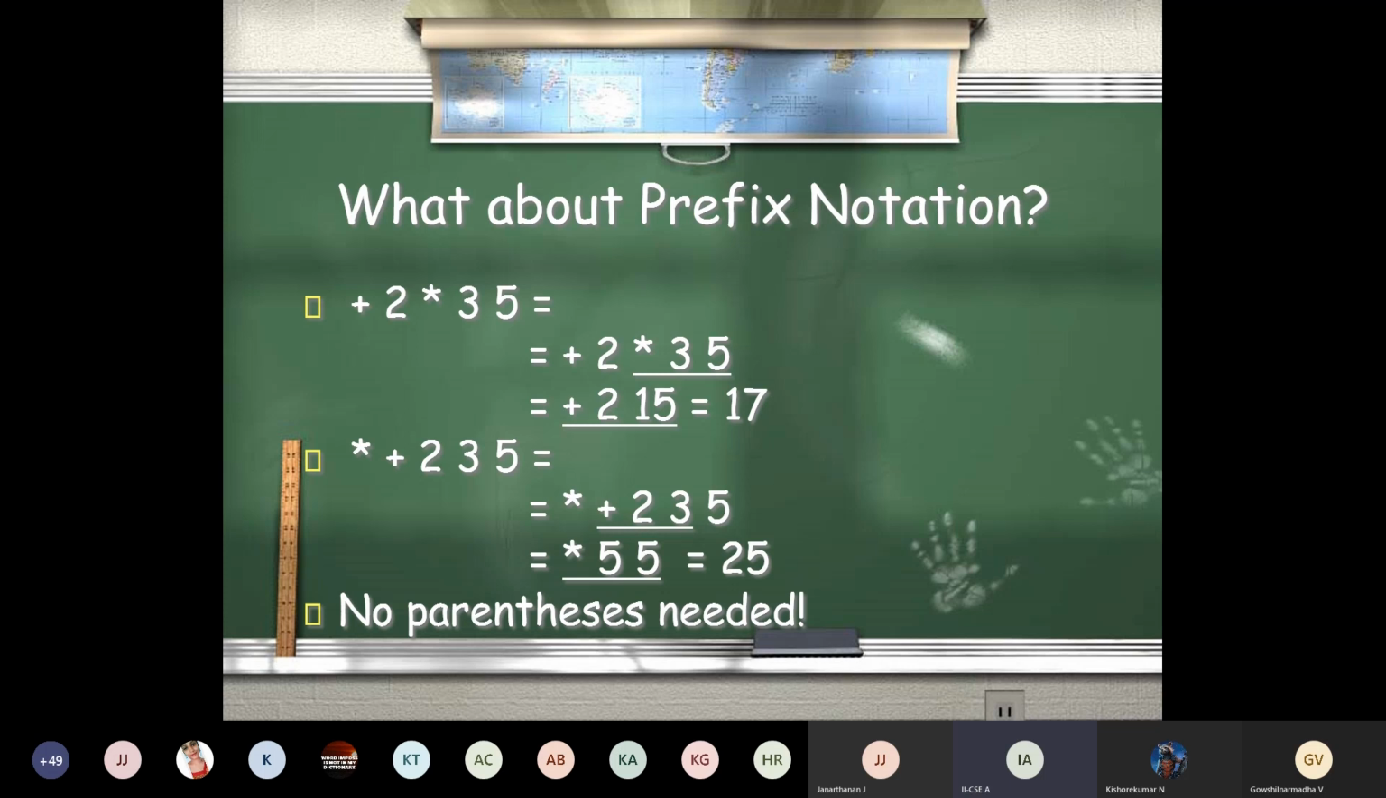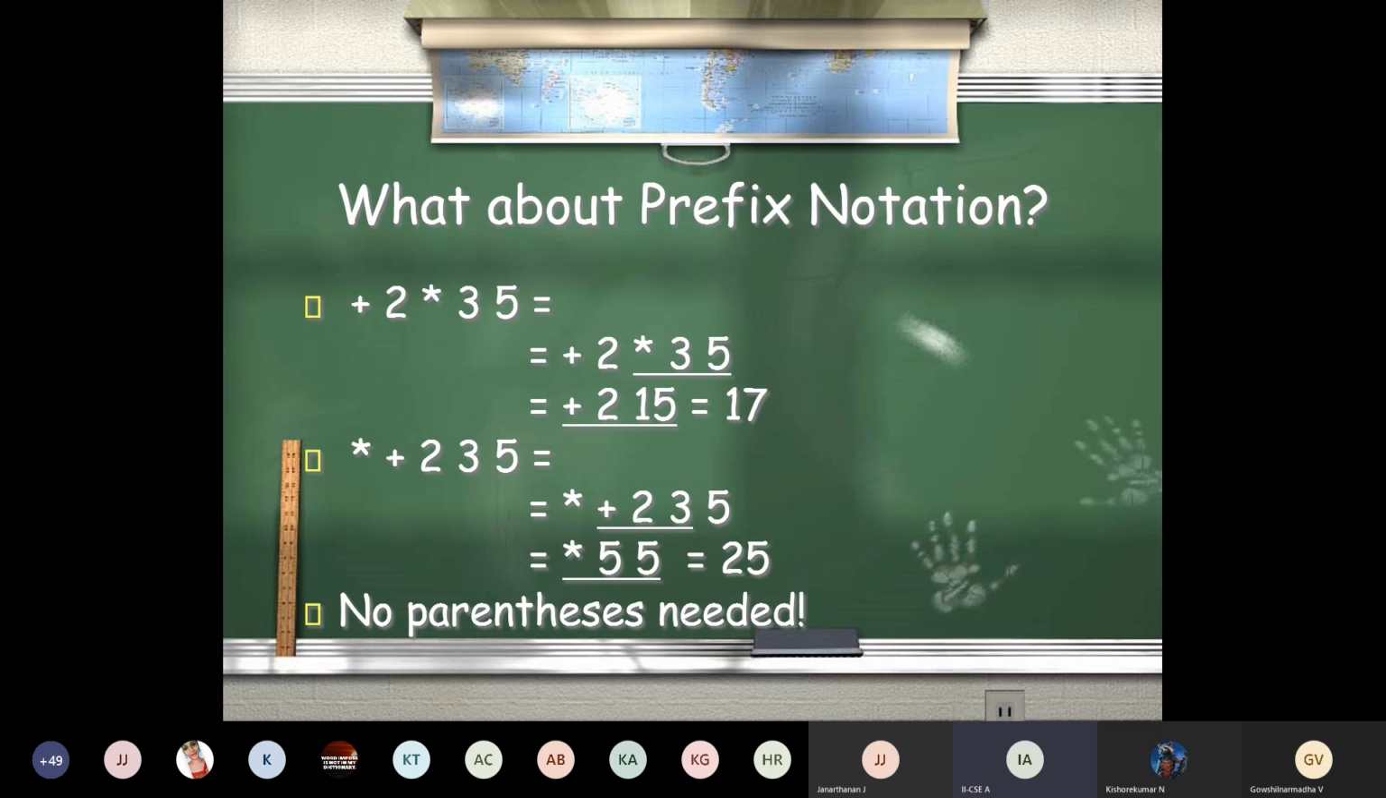sorry, here in the first case we have taken 3 star 5. If your 3 star 5 is parenthesized, if it takes highest precedence, then your prefix expression is going to be like this, plus 2 star 3 5. So thereby your evaluation is going to be like this. I'll evaluate this: star 3 5, 3 and 5 will be multiplied first, then it will be added with 2, your answer will be 17.